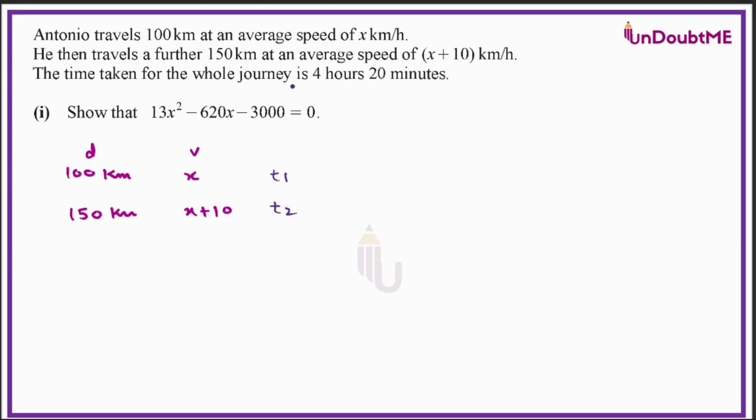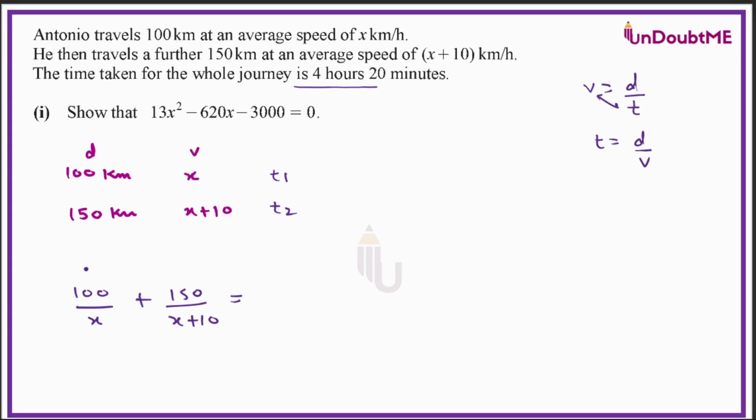Because the total time of the journey is 4 hours 20 minutes, we have to ultimately get time from both, and then from there we will try to solve and try to get that equation. What are the key things which we have to keep in mind, I'll tell you along. So first we have to just see the formula. So speed is equal to distance over time. Interchanging v and t will give me t is equal to d over v. So it is 100 over x plus 150 over x plus 10. That is the first step.